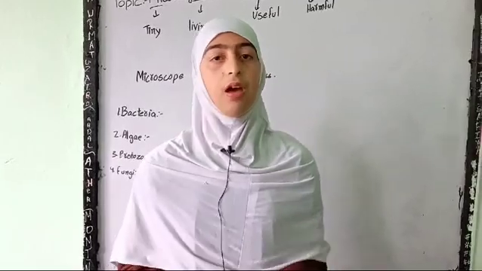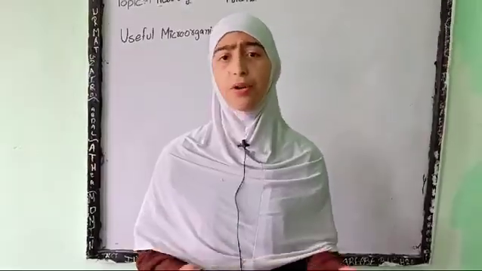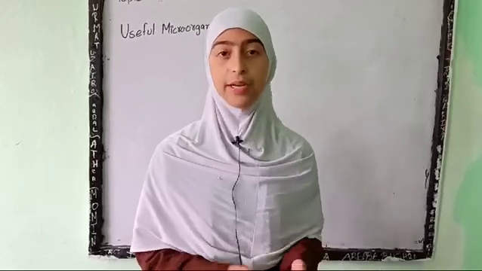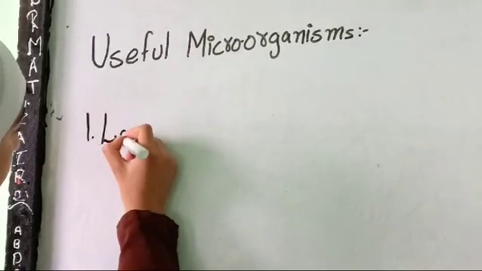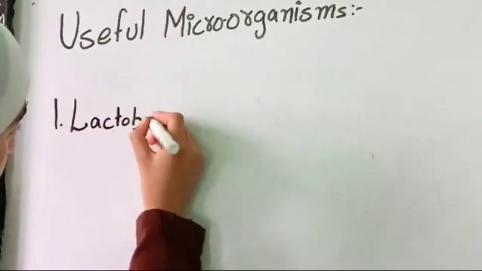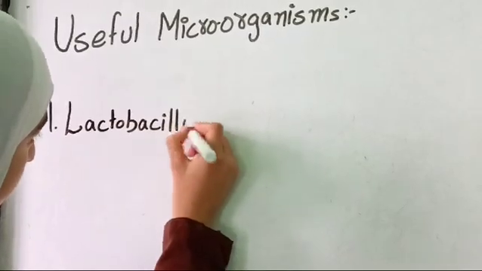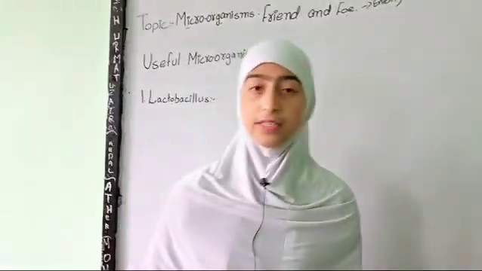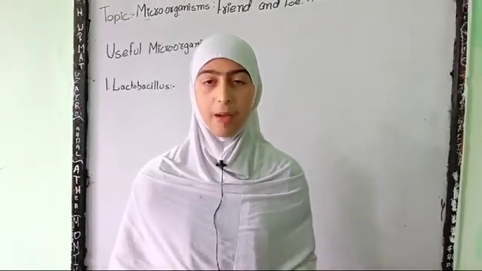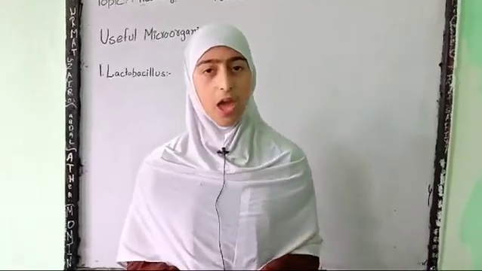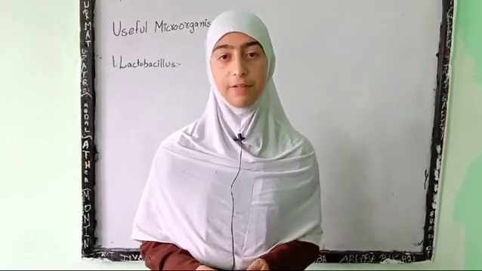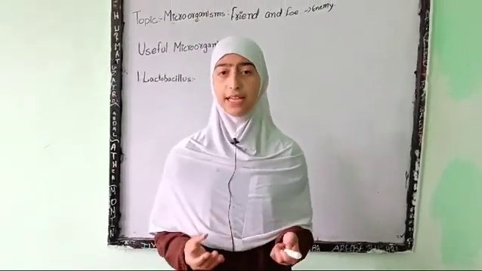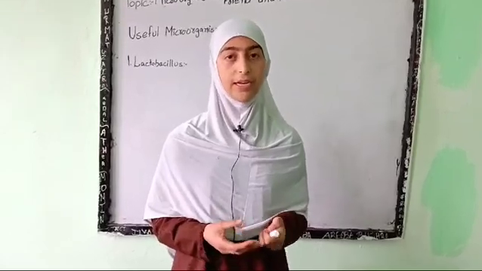Now let's come to the useful microorganisms. As I already told you, microorganisms are both useful and harmful to us. So let's talk about the useful ones. If we talk about the useful ones, the first microorganism will be lactobacillus. This is a microorganism which is present in curd. My dear friends, it promotes the curd formation. When we add the curd to milk, the lactobacillus which is present in the curd multiplies itself and converts the milk into curd. Apart from this, lactobacillus is also used in the making of rava and idlis.